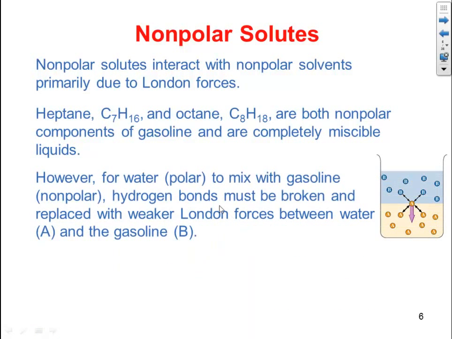However, for water, which is polar, to mix with gasoline, which is nonpolar, hydrogen bonds, which are very strong, must be broken and replaced with weaker London forces between water and gasoline. Here's a picture showing you B being gasoline and A being water. What happens is there's an attraction between the A molecules, which is very strong. That's the hydrogen bonding between the water molecules. And that is so strong that it actually pulls them together and separates them into two layers.